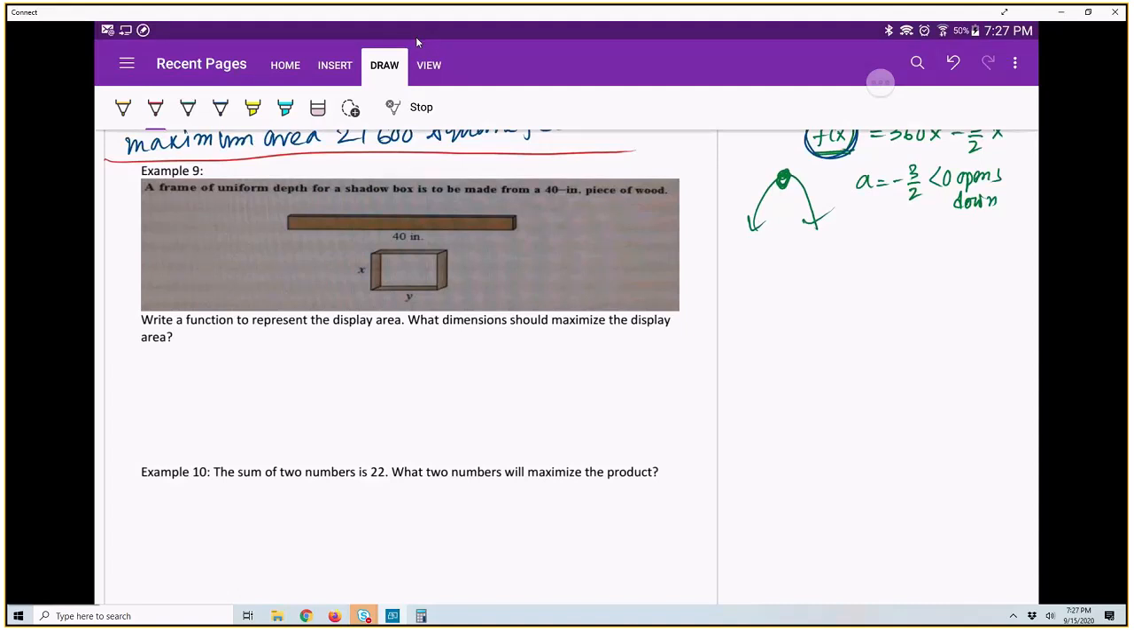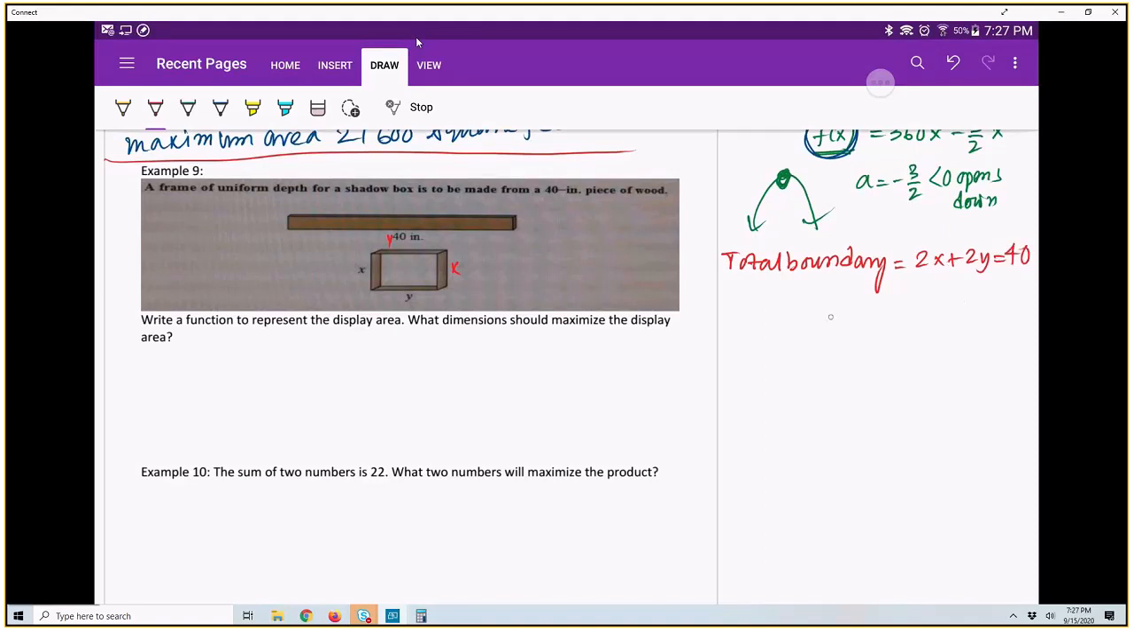So what it is asking you, if x is the width and y is the length of the shadow box, then what is the perimeter of the shadow box, or what total amount of wood is required for the boundary? Remember, this is x, this is y. So I will say total boundary, which will be made through the wood, is going to be, I have 2 x's and 2 y's, and that is equal to 40 inches.